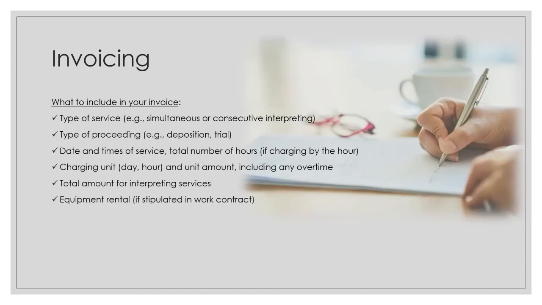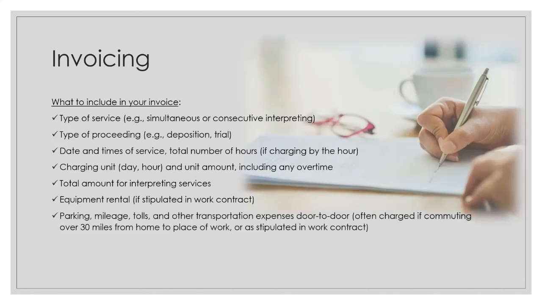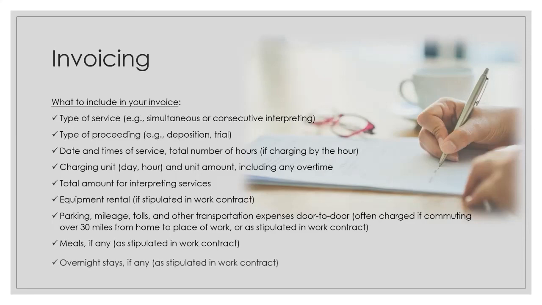Equipment. If you're charging for equipment rental, you should have signed a work contract in which you stipulated details like that. Parking, mileage, tolls, and other transportation expenses, door to door, which is often charged if you are commuting over 30 miles from your home to your place of work. That should also be stipulated in a work contract. Meals, if you're going to be charging for meals. Overnight stays, if you're going to be charging for that, all of that should be stipulated in a work contract.